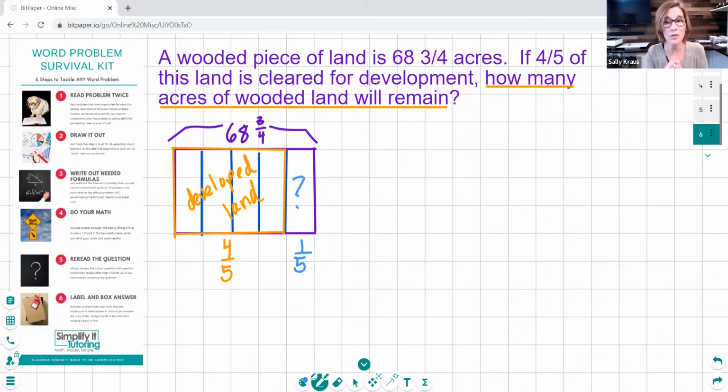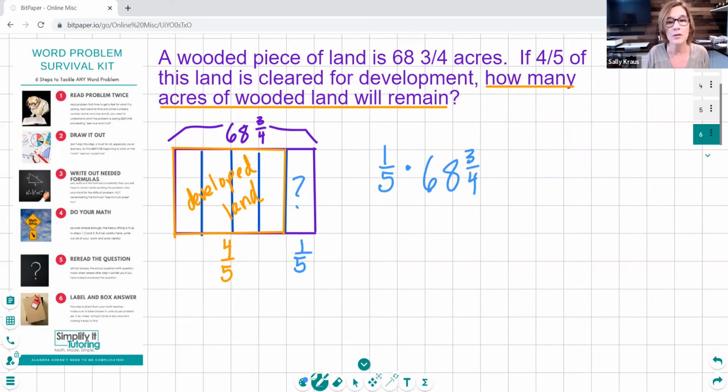This part will take you more time than all the rest because this is your planning stage. And if you don't plan correctly, you can't get the correct answer. So please take the time to do this step. All right, so we need to find out how many acres are in that 1/5. So we need to figure out 1/5 of the total, 68 3/4. So at this point, everything you need should be on that drawing.